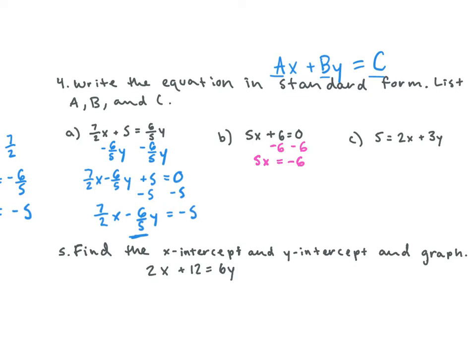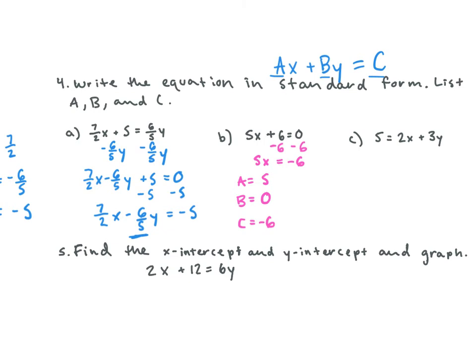Now we need to list our a, b, and c. So our a is what's in front of the x, which is 5. Our b is what's in front of the y. If there is no y, then our b is 0. And our c is negative 6.